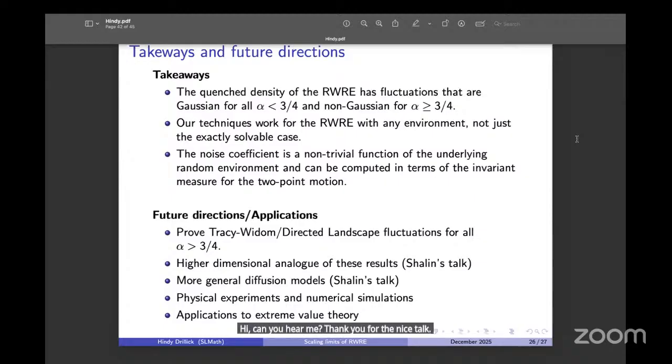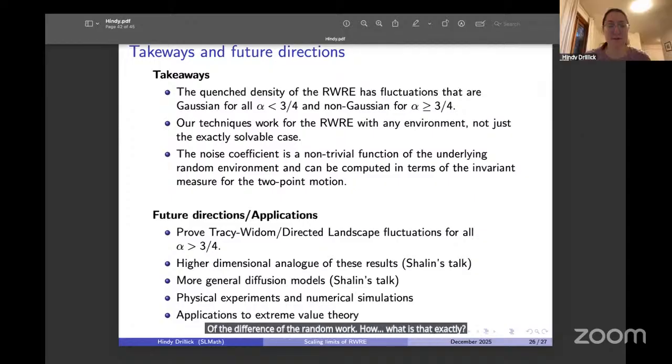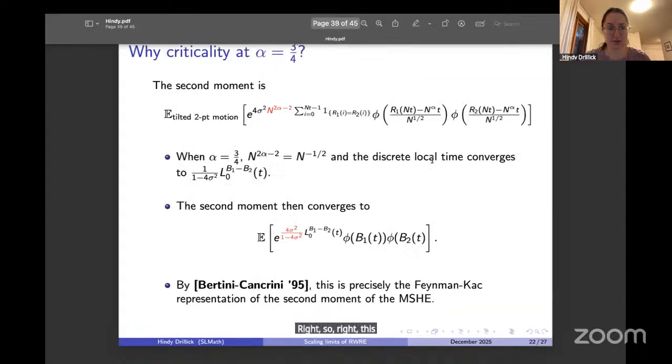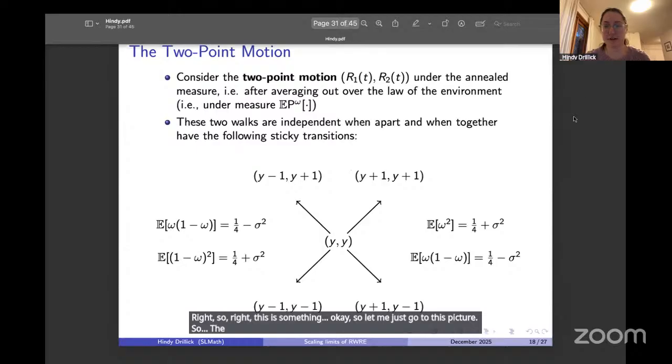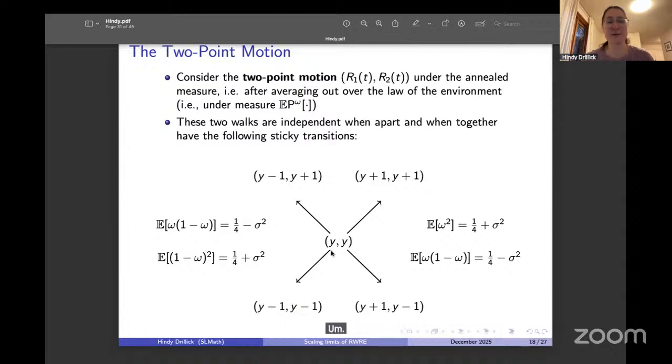Could you please elaborate a bit on the extra mass at zero for the infinite invariant measure of the difference of the random walk? What is that exactly? Right. So, let me go to this picture. For the 2-point motion, I wrote here exactly what the transition probabilities are when the two random walks are together. So you can define the difference R1 minus R2, and this is just a random walk on the even integers, I guess, right?